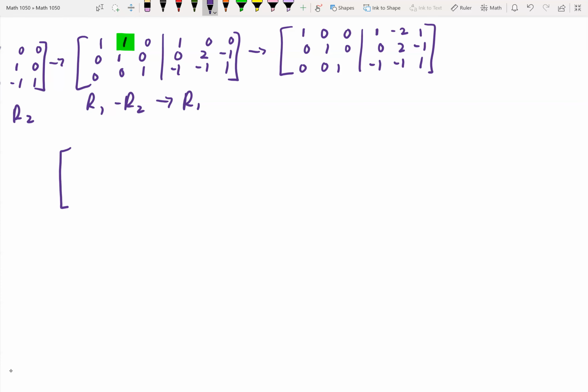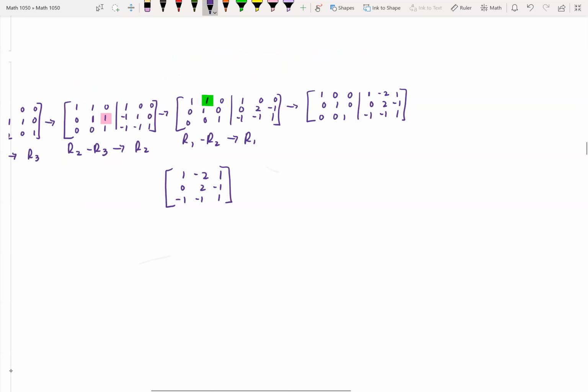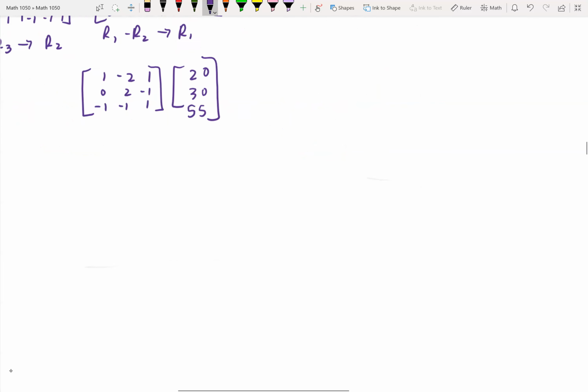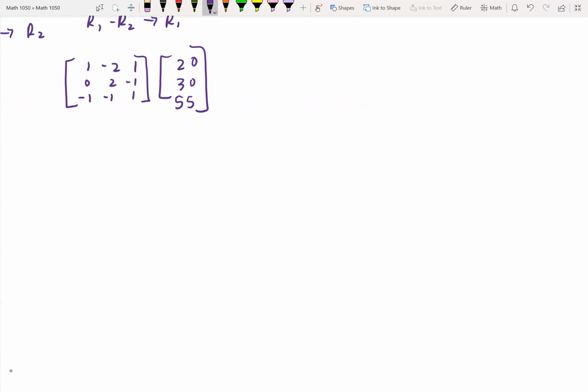Now I take down my inverse, and I write that down. And what did we say we were going to multiply it by? B. And what is B? B is the right-hand side. Yep. It's the 20, 30, and 55. Now what we have is a 3 by 3 multiplied by a 3 by 1. Can you do it? Yes. And your answer is going to be 3 numbers down and 1 number across.